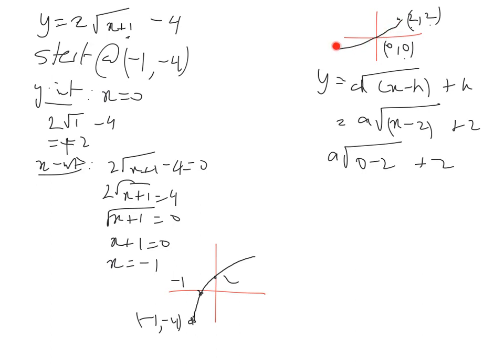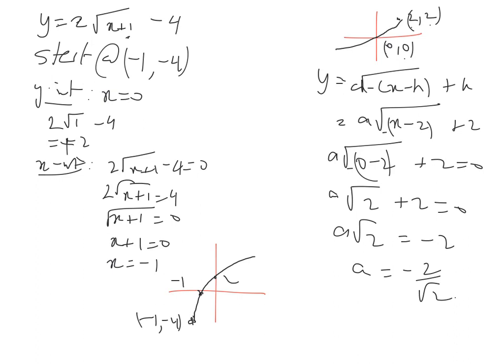Because we know the graph is going this way, we've got to have a negative out front of here. So it's got to be negative, so the square root of 0 minus 2 has to be negative, and that'll equal 0. So then over here we've got a square root of 2 plus 2 equals 0. So a square root of 2 will equal negative 2. Divide both sides by square root of 2. a equals negative 2 over root 2. So there we have a value for a, there we have a value for h, there we have a value for k. And that's what we're left with.